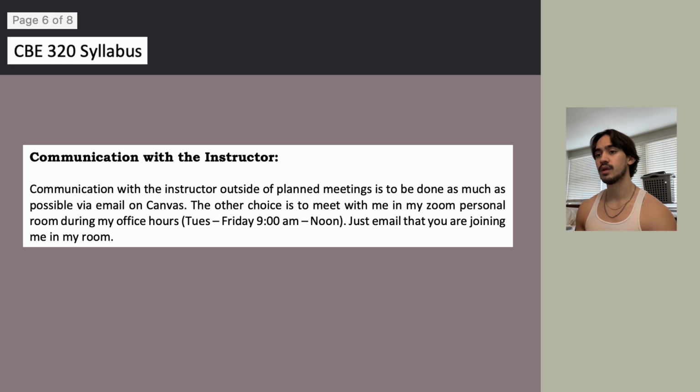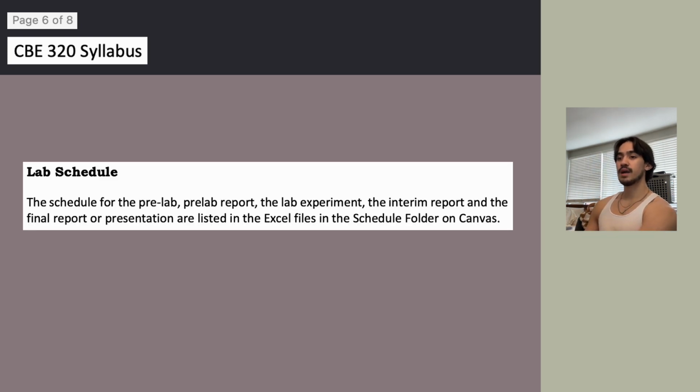Communication with the instructor. Communication with the instructor outside of planned meetings is to be done as much as possible via email or Zoom. The other choice is to meet with me during my Zoom personal room during the office hours from Tuesday through Friday, 9 a.m. through noon. Just email me that you are joining me in my room. The lab schedule. The schedule for the pre-lab report, the lab experiment, and the interim report, and the final report or presentation are listed in the Excel files in the schedule folder on Canvas.